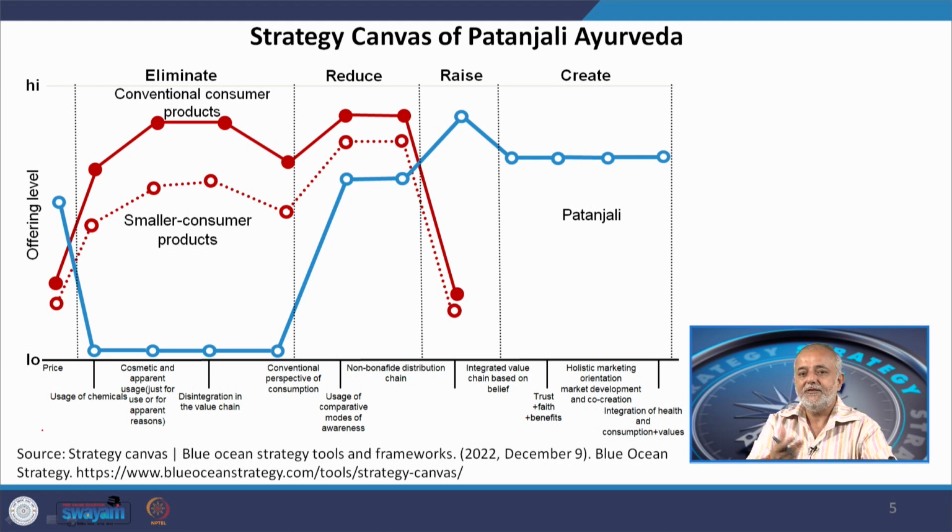He becomes the brand ambassador, demonstrating with the help of his belief, usage and experience, and the whole of the processes which they have been developing along with their own skills and knowledge which they have gained in the Himalayas. That is how it is demonstrated. They have created that kind of perspective around it. So, that is raised, and what did they create? They create trust, faith and benefit, holistic marketing orientation, market development and co-creation, integration of health and consumption plus values, and ultimately their products started selling well.